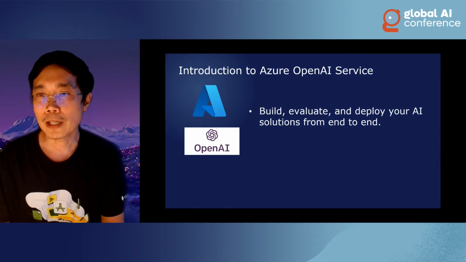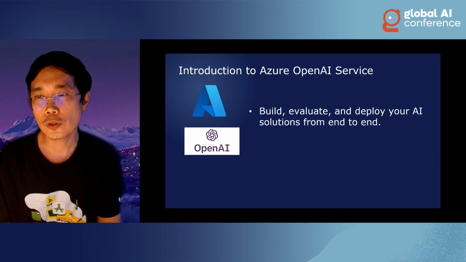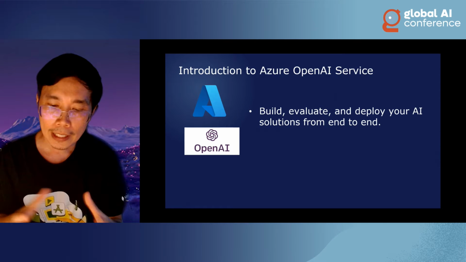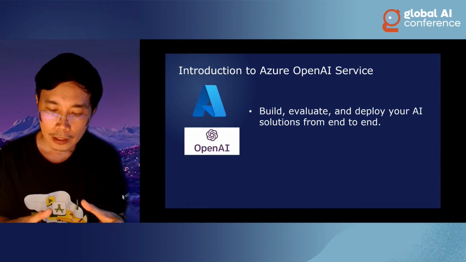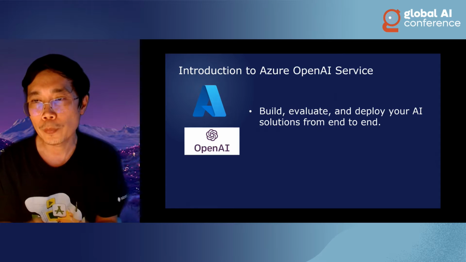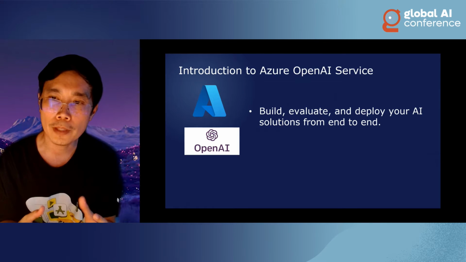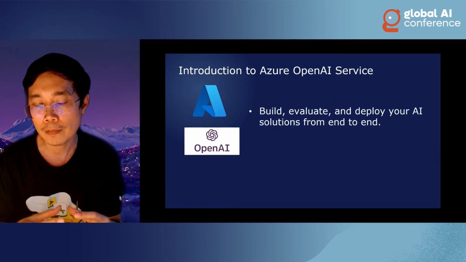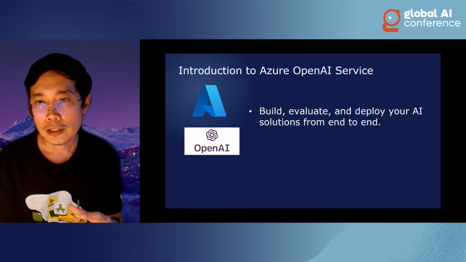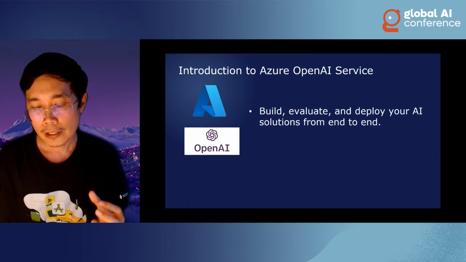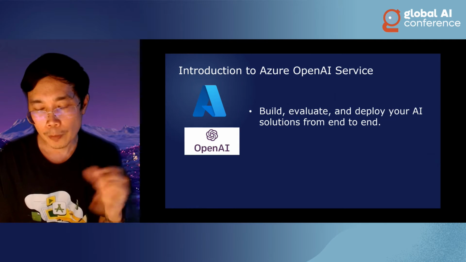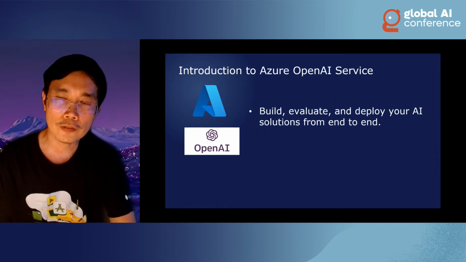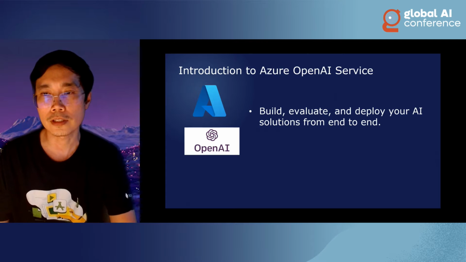So let's start with the Azure OpenAI Service. As you know, Azure OpenAI Service is like OpenAI running on the Azure cloud to build, evaluate and deploy your AI solution end-to-end. End-to-end means you can provide the model, then create the deployment, create the endpoint and test it. So it's end-to-end for Azure OpenAI Service.